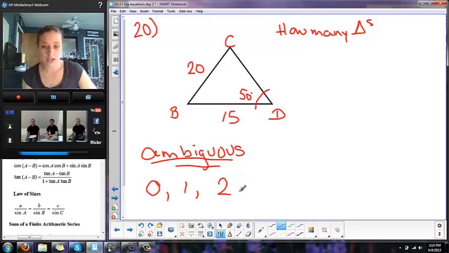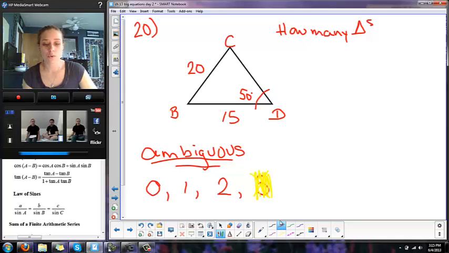Now, on your Regents exam, the multiple choice questions always have 4 answers, so they're going to throw a 3 in there as well. Just cross that off as soon as you see it because that's not possible in this case. They're just trying to trick you. So just get rid of that 3. It's always either 0, 1, or 2.